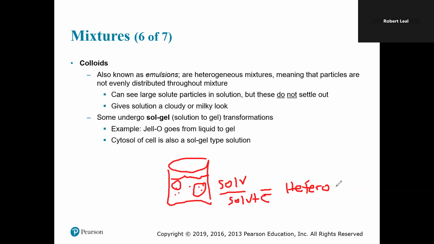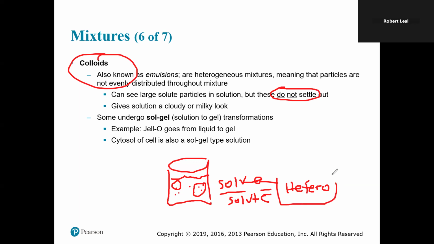Now, there's two types of heterogeneous solutions. One type is a colloid. So with a colloid, again, the criteria is I take samples from different areas, and I don't have the same amount of solvent to solute ratio. Now, if I left it standing on its own, for a colloid, the solutes do not settle. So left standing on its own, solutes do not settle.